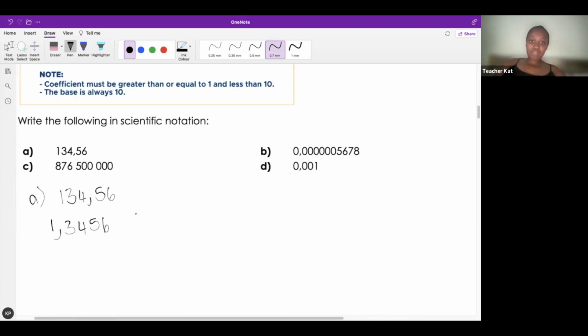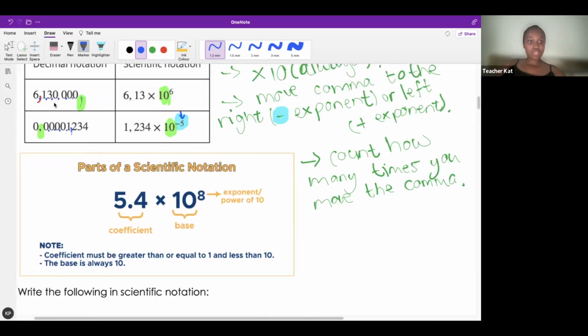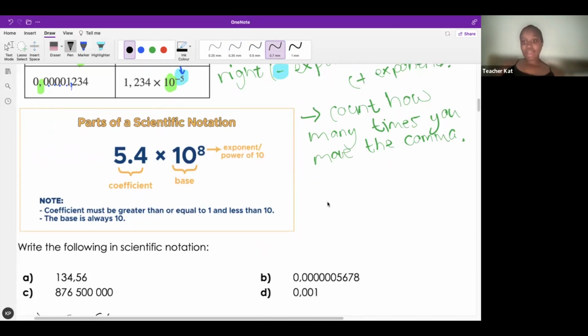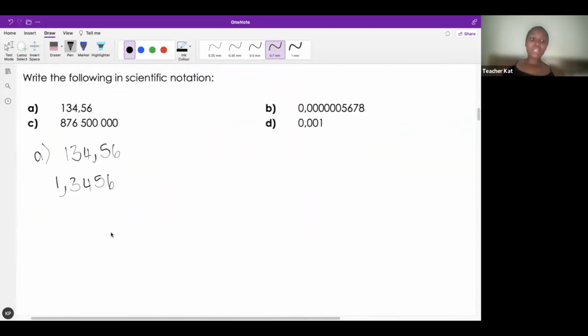Another little tip that I forgot to tell you guys, you must write all the numbers that are not zeros, okay? So if you look over here, we only wrote the 6.13 because the rest of them were zeros. We just got rid of the zeros. But if the 0 is between numbers, if I have 1,1057, you better write the 0. You cannot change the number because it's between 2 digits. Okay. So I have 1.3456 because I have to write all my numbers. Now, times 10, because we know we're going to have a base of 10.